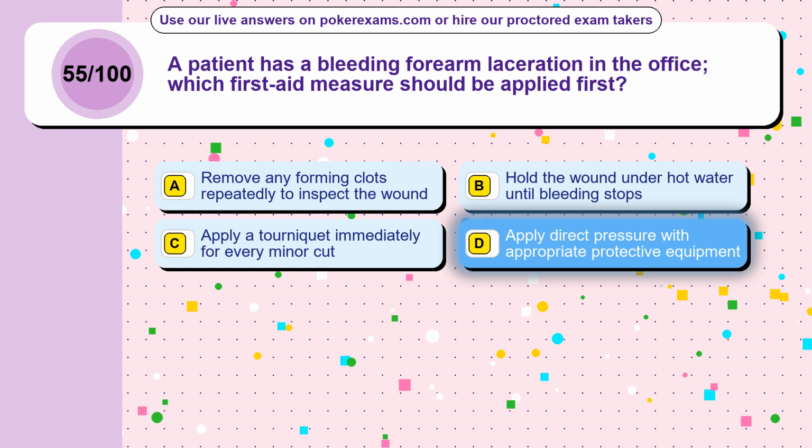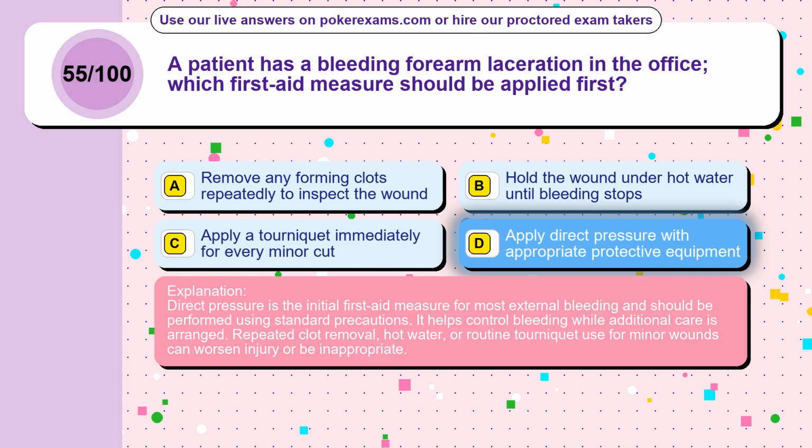The correct answer is option D. Apply direct pressure with appropriate protective equipment. Direct pressure is the initial first aid measure for most external bleeding and should be performed using standard precautions. It helps control bleeding while additional care is arranged. Repeated clot removal, hot water, or routine tourniquet use for minor wounds can worsen injury or be inappropriate.